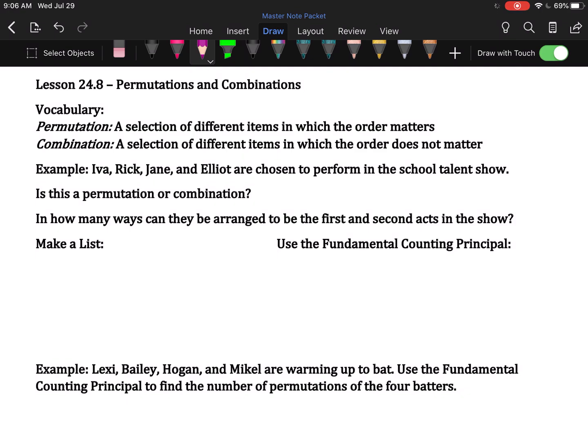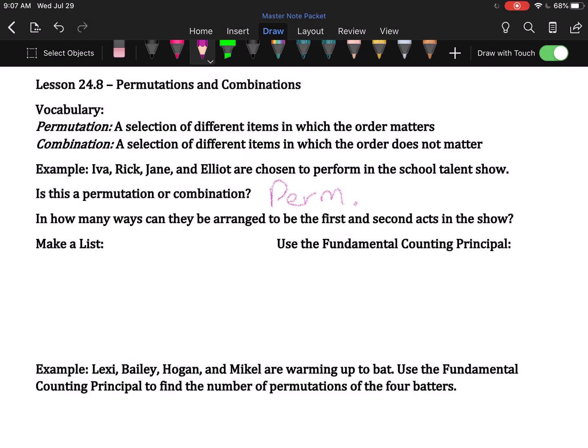So, first, Iva, Rick, Jane, and Elliot are chosen to perform in the school talent show. We're going to talk about the first and second acts of the show. We're going to talk about how many ways we can put them in the first or second act of the show. The order here does matter. This is going to be a permutation. So how many ways can they be arranged?